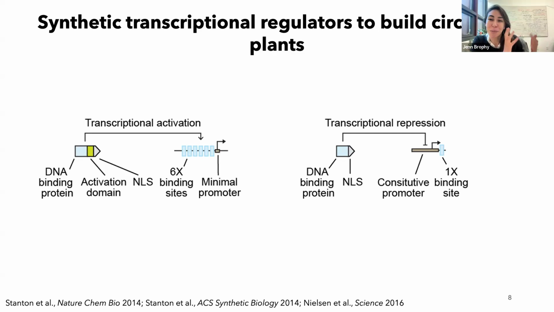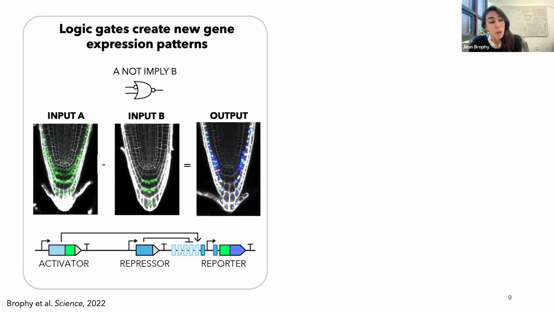There are other people who have also built synthetic genetic circuit tools in plants. Because this work has been published, I'm not going to go into it in a lot of detail, but what I wanted you to know is that the logic gates that we built use synthetic transcriptional activators to turn on gene expression and synthetic transcriptional repressors to turn off gene expression. And by playing with where you turn on and turn off gene expression, you can create these logic gates in plants. If you have questions about how this works, I'd be happy to answer them. But what I'm just going to show you is two examples of how we use these logic gates to create new patterns of gene expression or to control gene expression levels in plants.